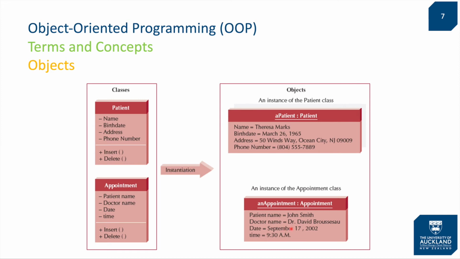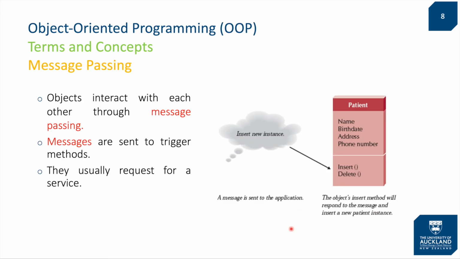So a class is a template. Objects are actual entities in our system. The way that an object oriented system operates is by objects requesting services from each other. And that's via sending a message from one object to another to perform an operation. And as I explained, it's called message passing.